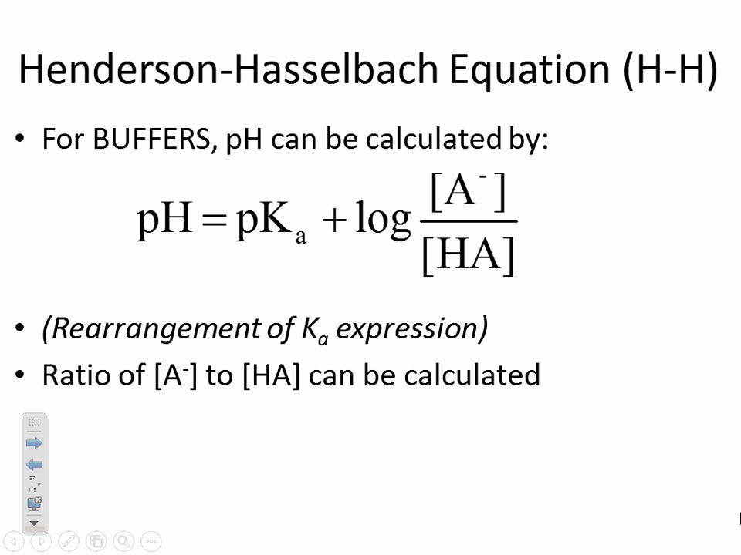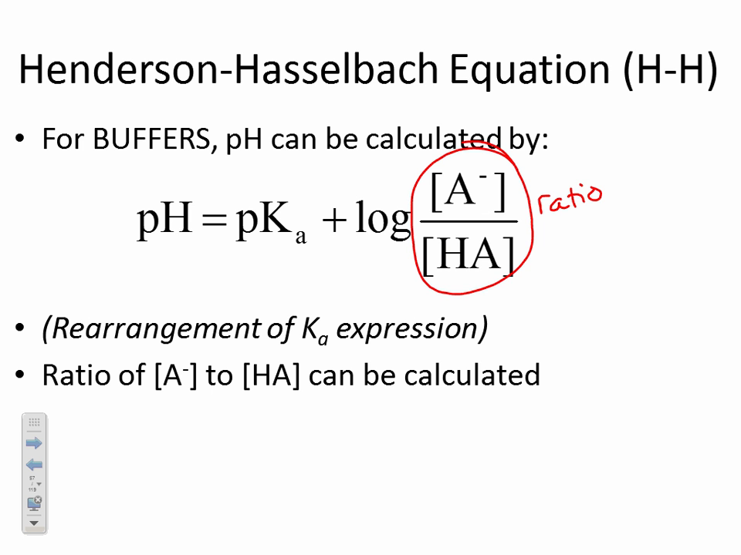We can calculate the ratio of A minus to HA, because this is the ratio of A minus to HA right here. I mean, that is a ratio. So if a problem asks you to calculate a ratio, boom, that's all it is. It's right there in front of you. Solve for A minus divided by HA, and then you're good.